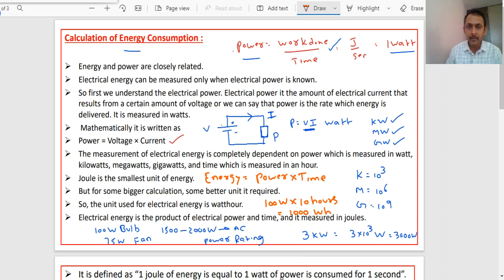So I repeat again. Here you are taking a fan. The fan is drawing 100 watts of power, and it is continuously in on state for 10 hours. Then during this 10 hours period of time, it will consume energy of 1000 watt hours. This is very, very important. Now if the power drawn is just 1 watt and the time is 1 hour, then it will be equal to 1 watt hour.